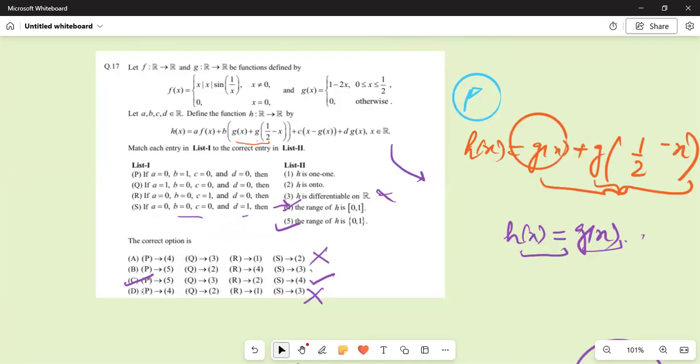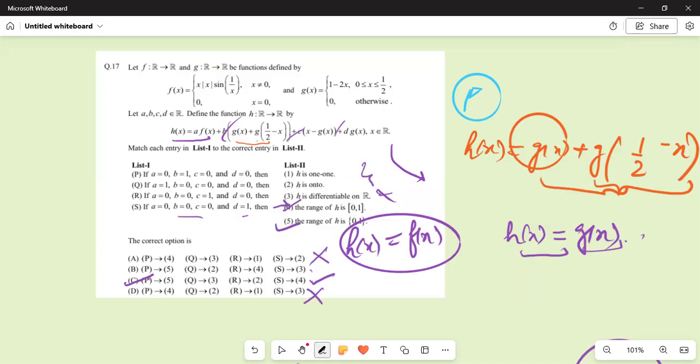So for the Q part, A is 1 and B, C, D are all 0. So that means H is only the function f(x). H is the function f(x) only. So what should be the correctness? 4 and 5 are already mapped. So we have to see these options.